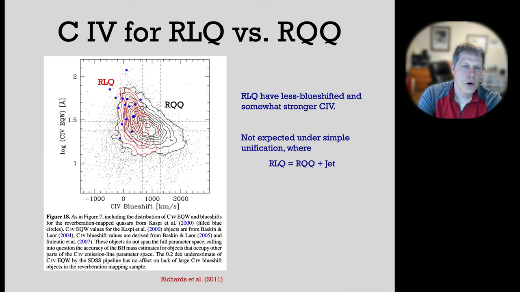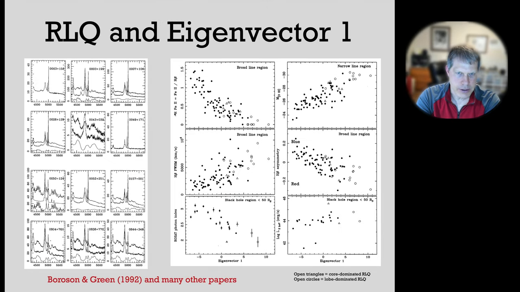Here is some other nice work by Richards et al., focusing in this case upon the carbon-4 emission line properties of radio loud quasars versus radio quiet quasars. The carbon-4 properties of radio loud quasars, shown with the red contours, clearly differ from those of the radio quiet quasars, shown as the black contours. Specifically, the radio loud quasars have less blue shifted and somewhat stronger carbon-4 emission than the radio quiet quasars. So they're clearly different there, as they are also different in these other properties: the iron 2 strength, the O3 luminosity, the full width half maximum of H-beta, the H-beta asymmetry, and so on. These things are different.